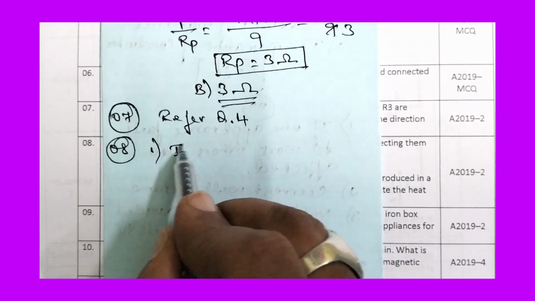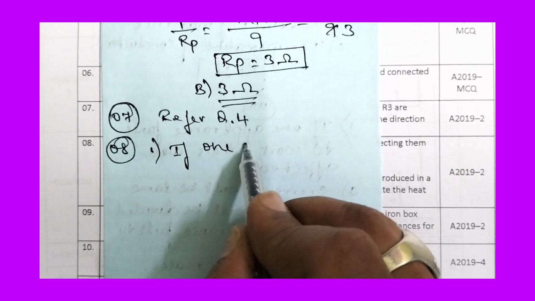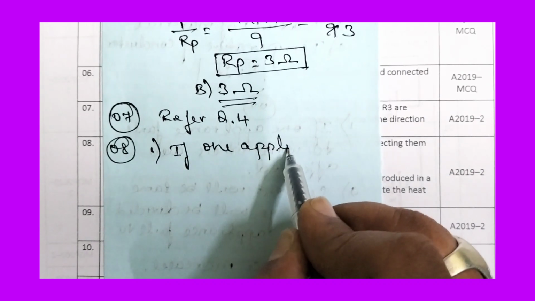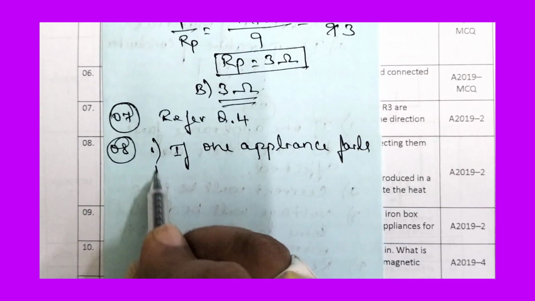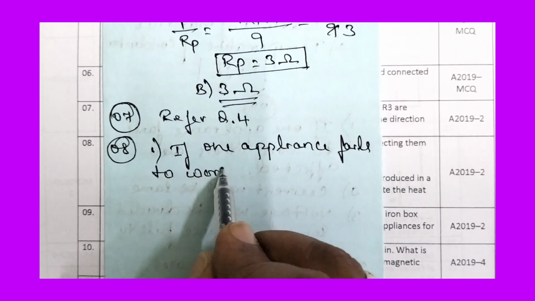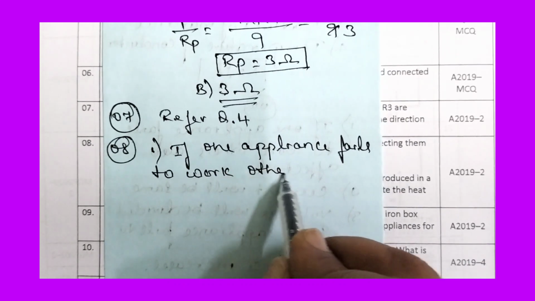The first point: if one appliance fails to work, others are not affected.